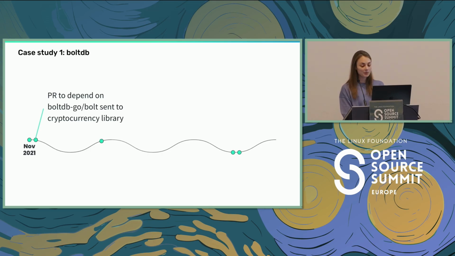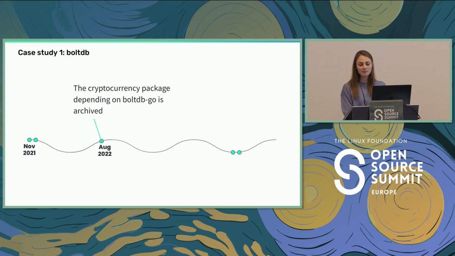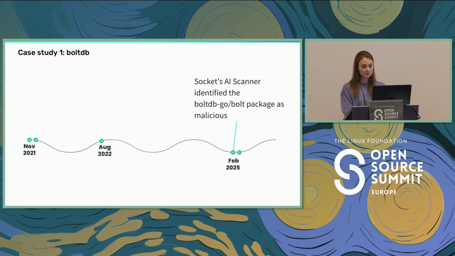And those tactics were successful. The PR got merged on the 3rd of November. Some time passed, and in August 2022, the cryptocurrency package that was using the malicious fork actually ended up getting archived. Despite this, due to the way that the Go module mirror caches the version, that malicious version continued to be available for over 3 years.